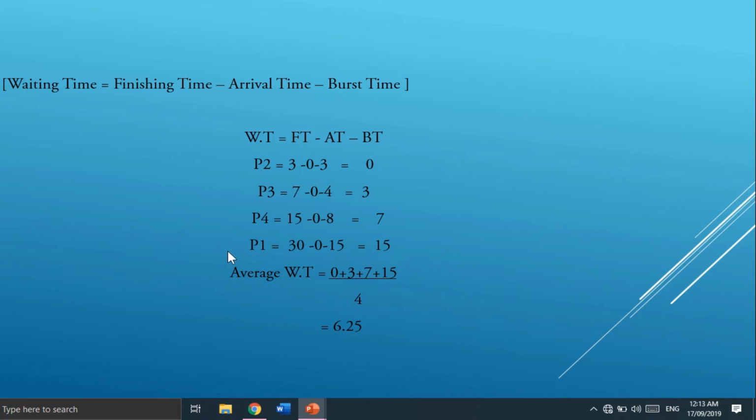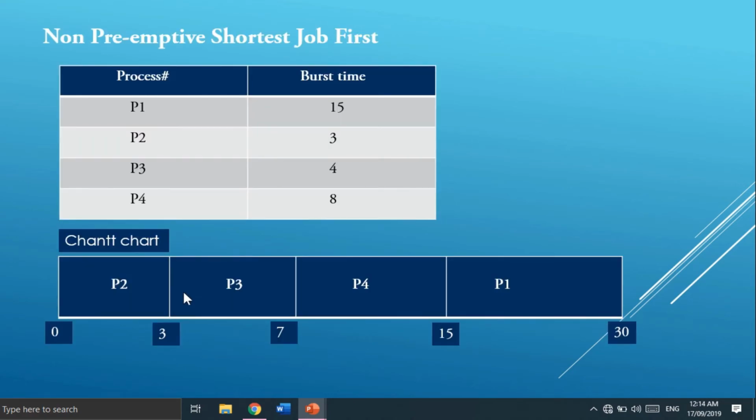By calculating the average waiting time, the total of all the processes' values is divided by 4. And the result, you can see, we scheduled the same set of processes using the first come first serve algorithm in the previous slides and got the average waiting time of 12.25, whereas with shortest job first, the average is 6.25.